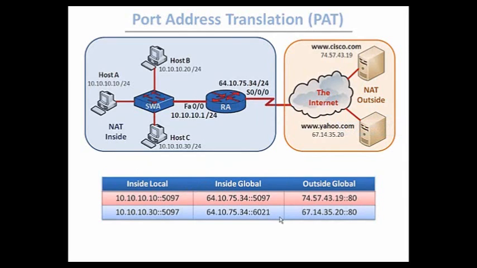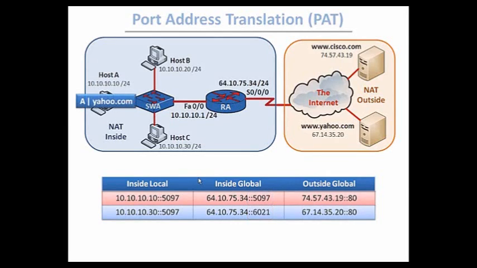So what the router actually does, or what PAT does, is change the actual source port in the level 4 header in order to differentiate between the different translations that we just did. In our case, to translate 10.10.10.30 with the source port 5097, the router used the IP address of the S0/0/0 interface and a source port 6021, because 5097 was used by the different translation that we did for host A's session.